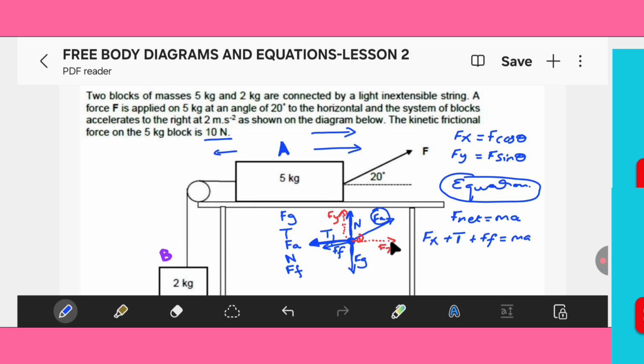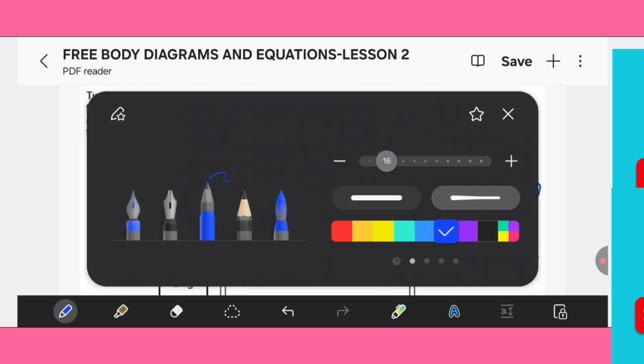So now, let's show the direction. So our F at X, which is positive, plus our tension is going to the opposite direction, so it will be negative tension, plus negative frictional force, also going in the opposite direction, must be equivalent to mass by acceleration. So this is our equation of motion of our first object, or block, that is 5 kg.